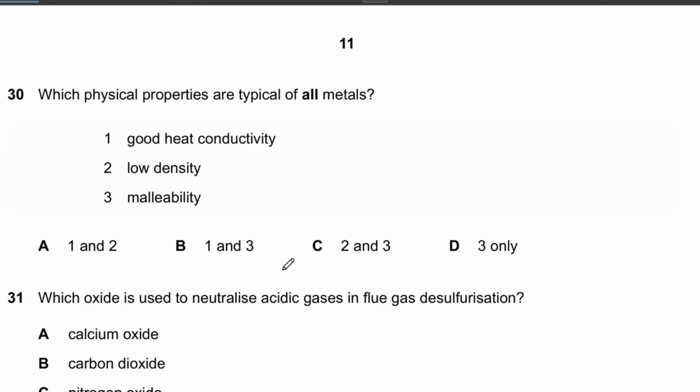Question 30. Which physical properties are typical of all metals? Option 1, good heat conductivity. That is correct. Low density. That is wrong. Why? Because transition metals have high density, and we are told here the property must be typical for all metals. Malleability. That's also correct. All metals have the physical property of being malleable. So therefore, our answer is option B, 1 and 3.